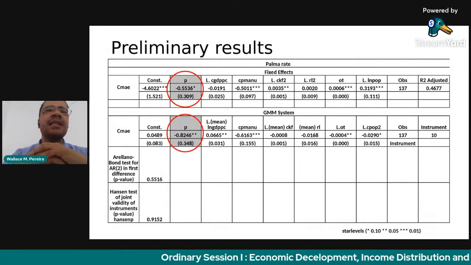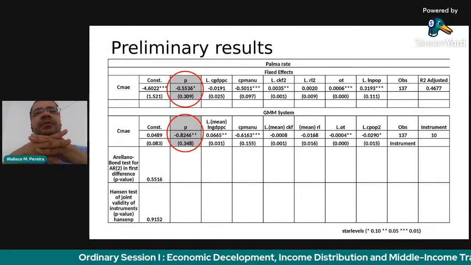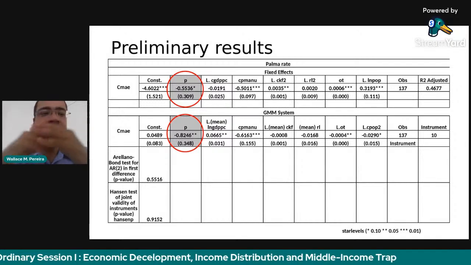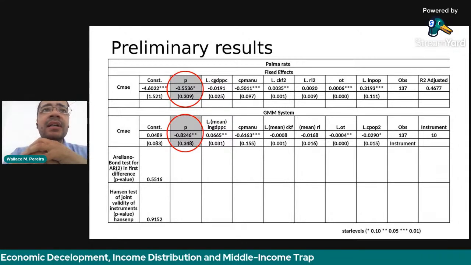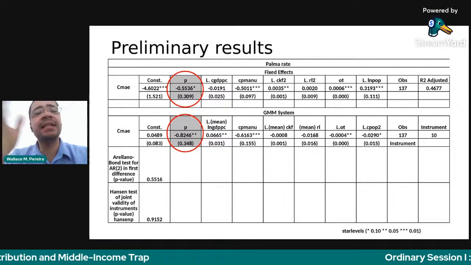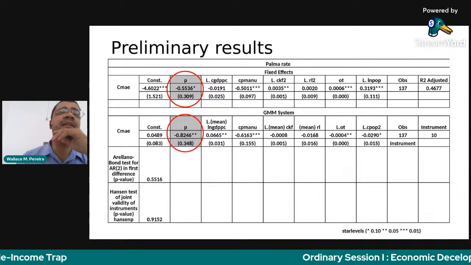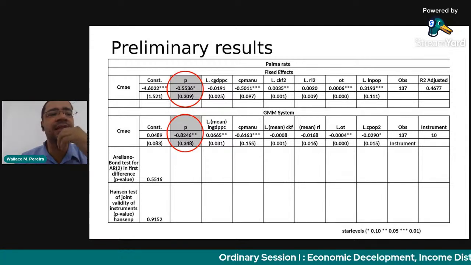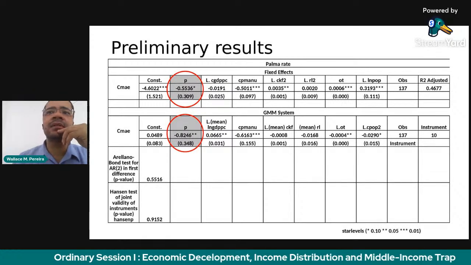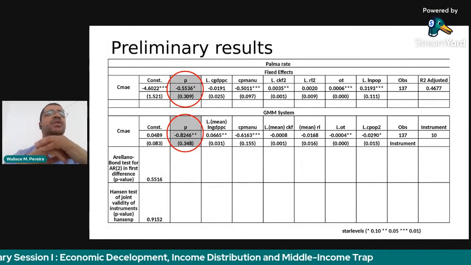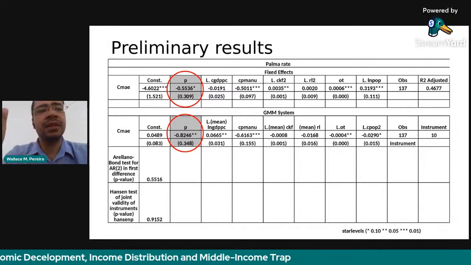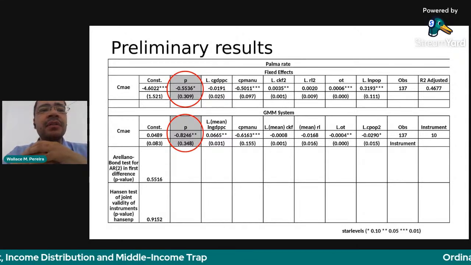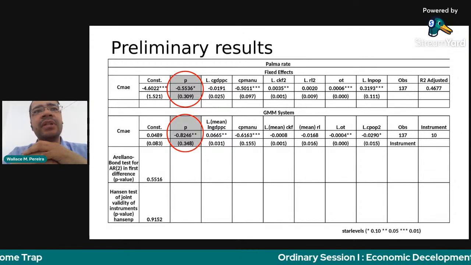The same is observed for the Palma ratio indicator. It's important to note that the change in the coefficients is very small, but the same is observed. So the Palma ratio shows a negative impact on the expansion of manufacturing.